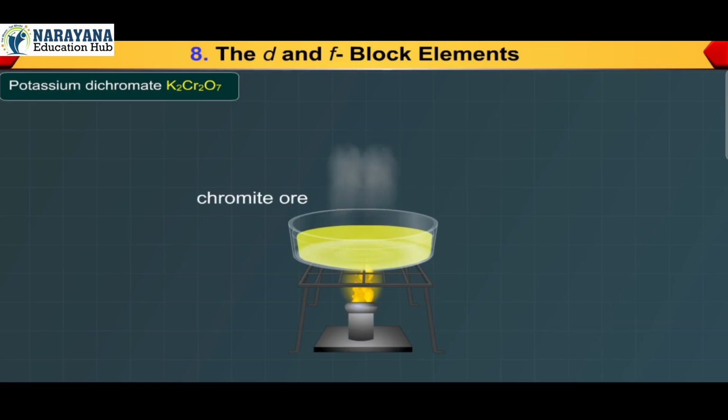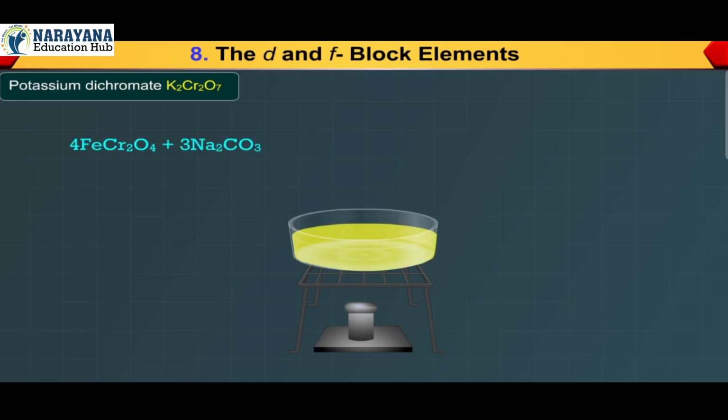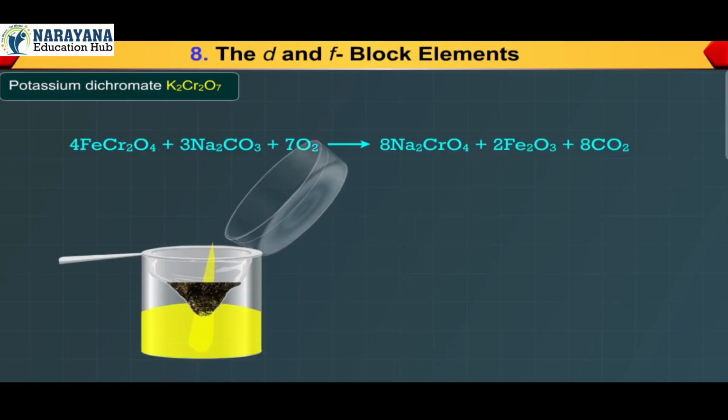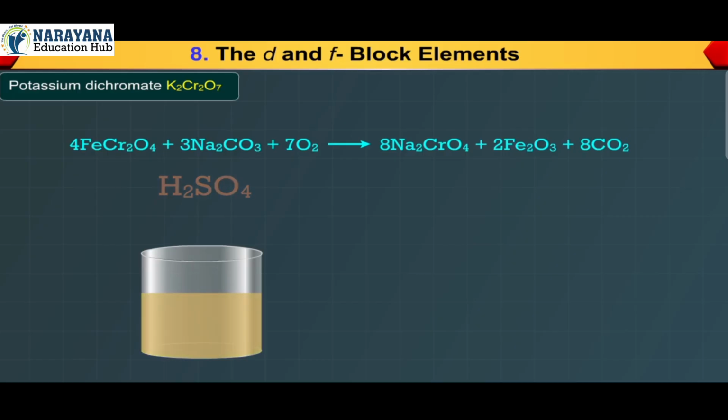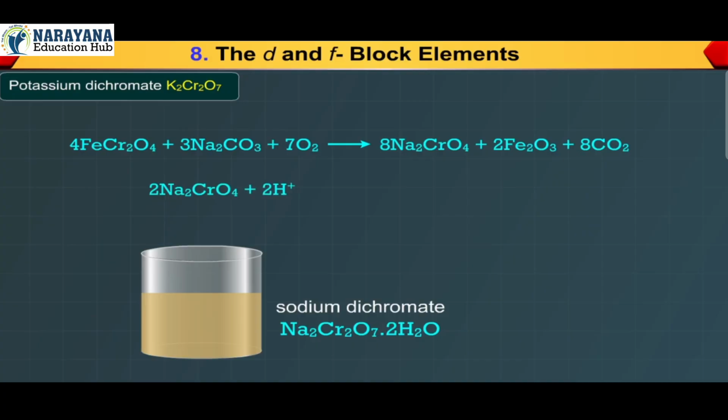The reaction with sodium carbonate occurs as follows: 4FeCr2O4 + 8Na2CO3 + 7O2 gives 8Na2CrO4 + 2Fe2O3 + 8CO2. The yellow solution of sodium chromate is filtered and acidified with sulfuric acid to give a solution from which orange sodium dichromate, that is Na2Cr2O7·2H2O, can be crystallized. 2Na2CrO4 + 2H+ gives Na2Cr2O7 + 2Na+ + H2O.